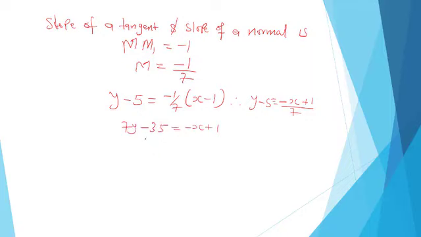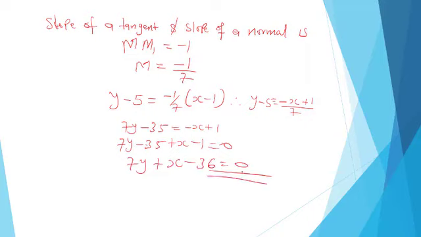So this is now equivalent to 7y minus 35. This crosses over to this side, becomes plus x, and this comes to this side, becomes minus 1, equals 0. So 7y plus x minus 35 minus 1 is minus 36 equals 0. So this is now our equation of the normal to this same expression.